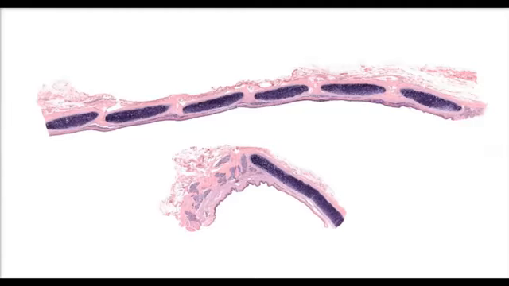Let's move on to talk about some of our specialized connective tissues. Cartilage is a specialized form of connective tissue that provides flexible support to other tissues and organs. It's characterized by a prominent extracellular matrix consisting of various proportions of connective tissue fibers embedded in a gel-like matrix. This matrix is produced by cells called chondrocytes.